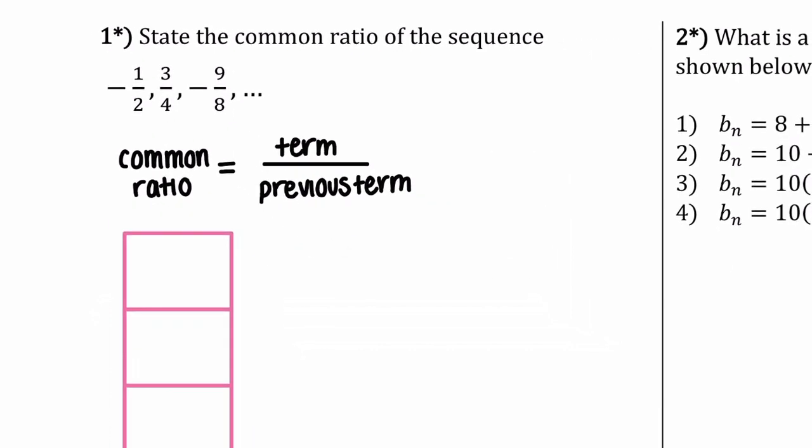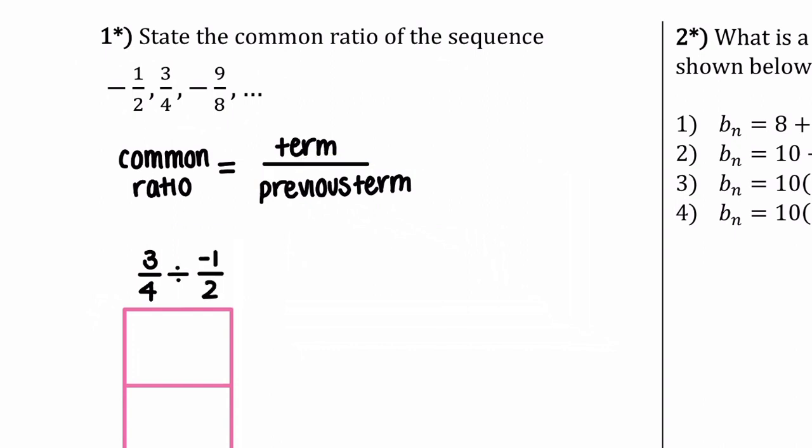So in this case, we don't have to check all three of these values. We can just pick any two and then go from there. So I'm just going to pick the first two just because it's most convenient. So it's going to be 3 over 4. And then again, we divide by its previous term. So what comes before it is negative 1 over 2.